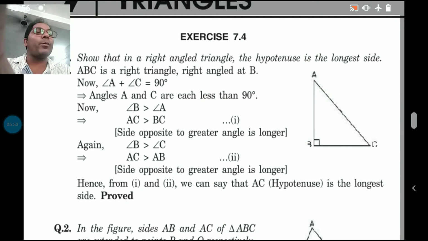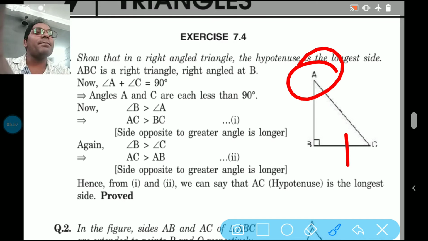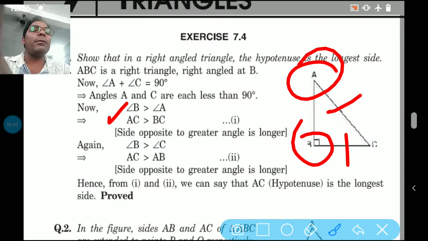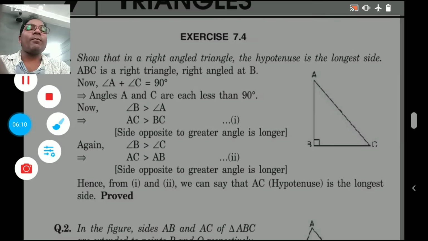Okay, the opposite side of angle A is BC, and the opposite side of angle B is AC. So in place of angle B, we will write AC, and in place of angle A, BC. This is the first equation. Okay, and now in the same way we can move on to the next.